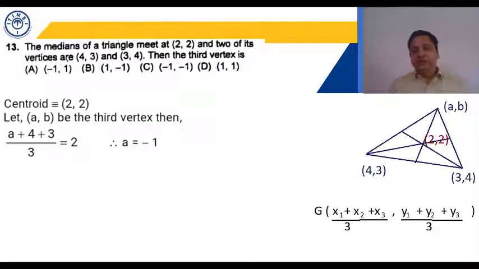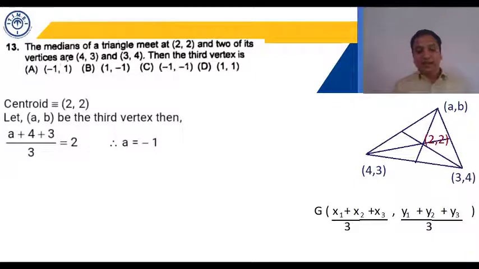If we apply the formula, the coordinate of the centroid is (x1 plus x2 plus x3) by 3, (y1 plus y2 plus y3) by 3. Let's assume x1, y1 as A, B; x2, y2 as 4, 3; and x3, y3 as 3, 4. So can we say (A plus 4 plus 3) by 3 is equal to 2? That is (A plus 7) by 3 is equal to 2. Can we say A plus 7 is equal to 6? So the value of A comes out to be -1.